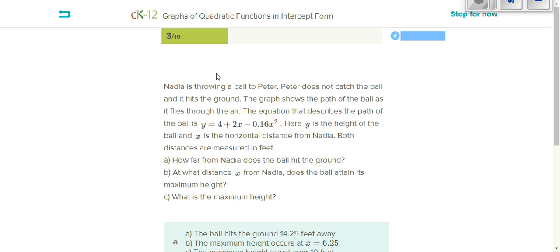Problem number 3 of 10 for me. My skill's good. Let's see. Nadia is throwing a ball to Peter. Peter does not catch the ball and it hits the ground.